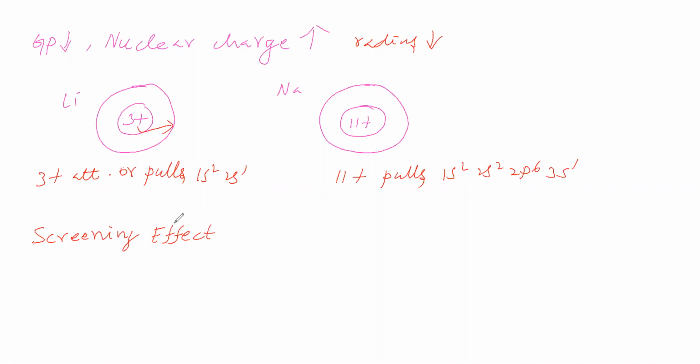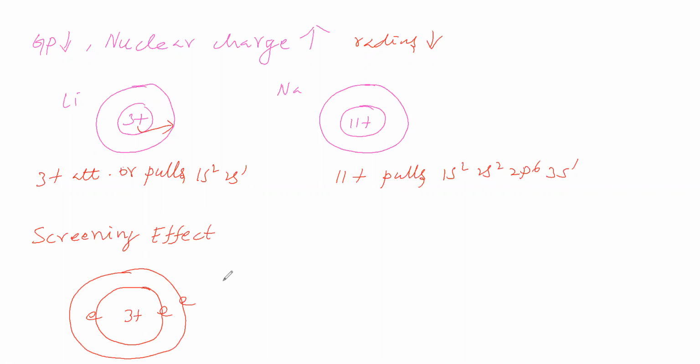Okay, another factor is the screening effect. So what is the screening effect that we will see? Now we will take lithium. The lithium nucleus contains 3 protons. Then we will take 1s2. 1s2 is the electronic configuration for lithium, and the outermost shell is 2s1.